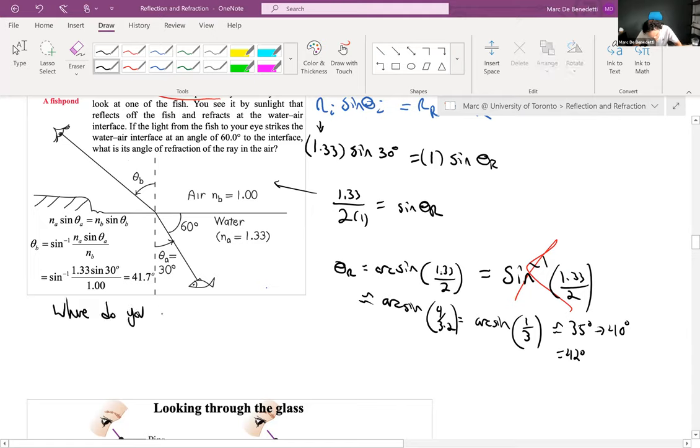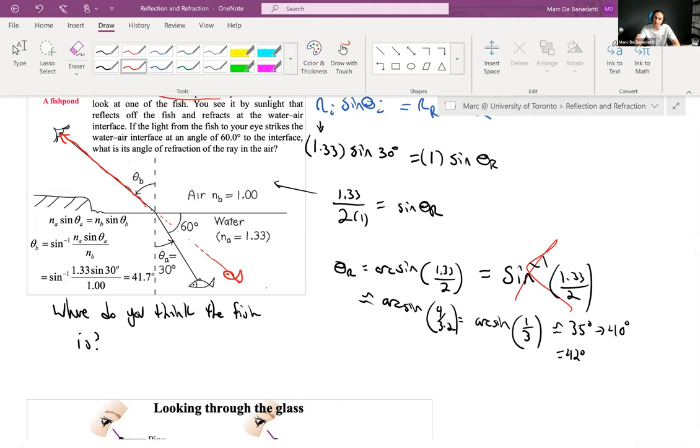Where do you think the fish is? Well, according to your eye, you think the light ray from the fish is coming from here, and that hits your eye. So where do you think the fish is? You think the fish is actually out over here. That's where your brain interprets seeing the fish.